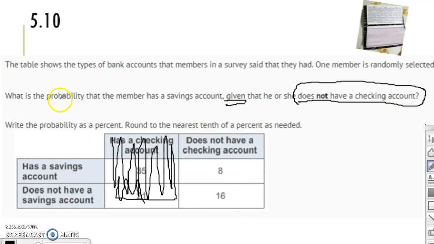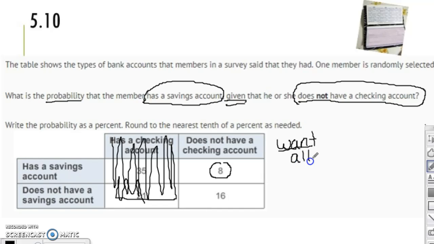From there, I want to find the probability that the member has a savings account. So if I look over at my table, 8 people have a savings account. All right, and remember, probability is the favorable outcomes over the total outcomes. So it's what you want to happen over all the things that could happen. So if we add together our total, we would do 8 plus 16, and our total is 24.